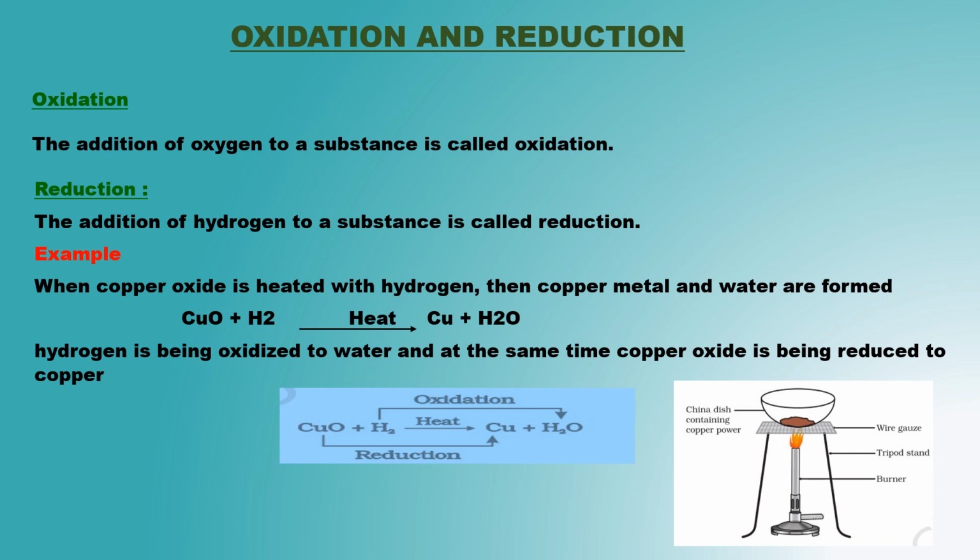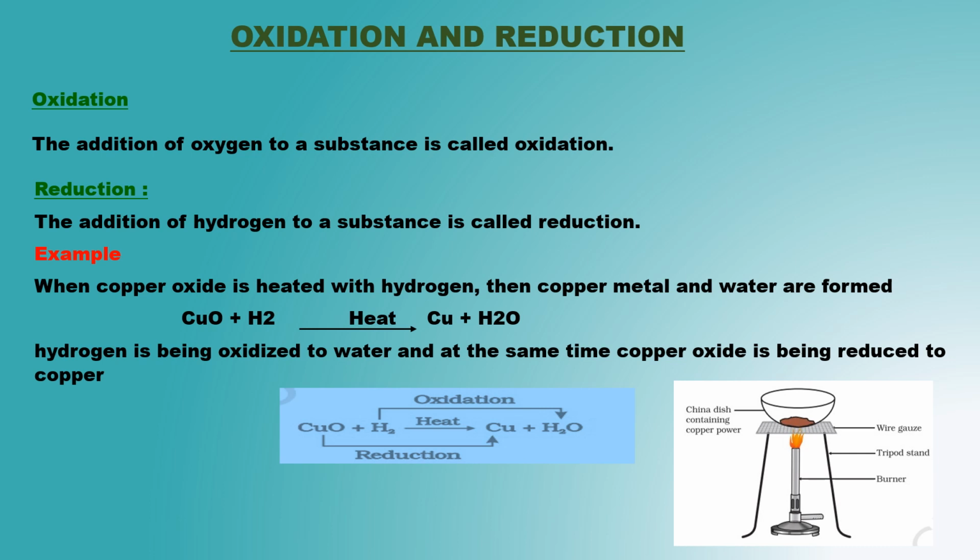Moreover, oxidation and reduction occur together. The oxidation and reduction reactions are also called redox reactions. Example: when copper oxide is heated with hydrogen, then copper metal and water are formed. In this reaction, CuO is changing into Cu. That is, oxygen is being removed from copper oxide.